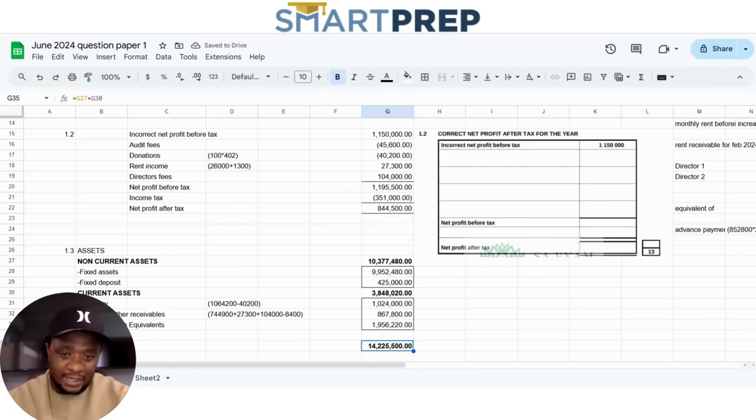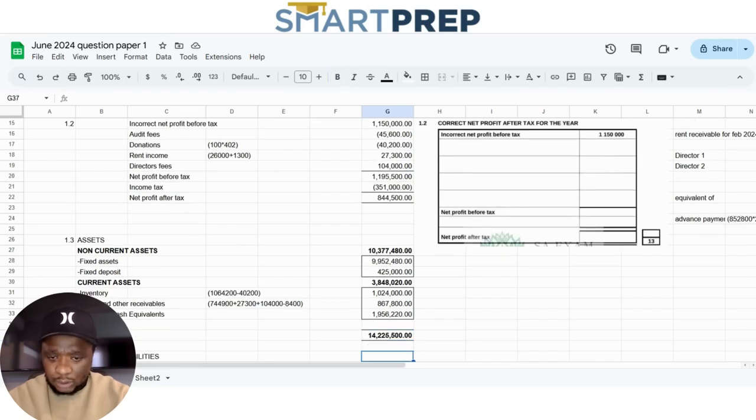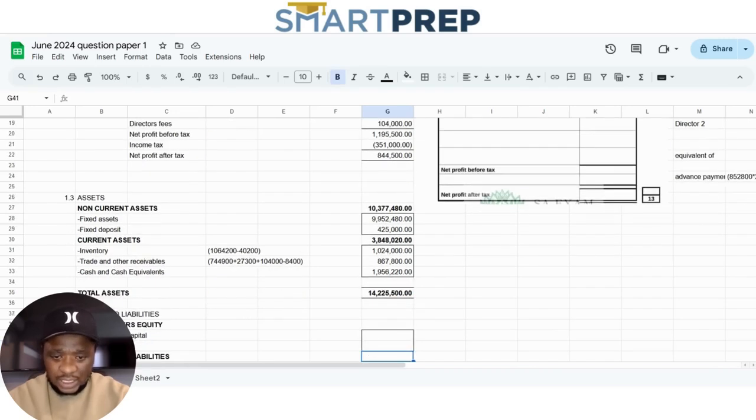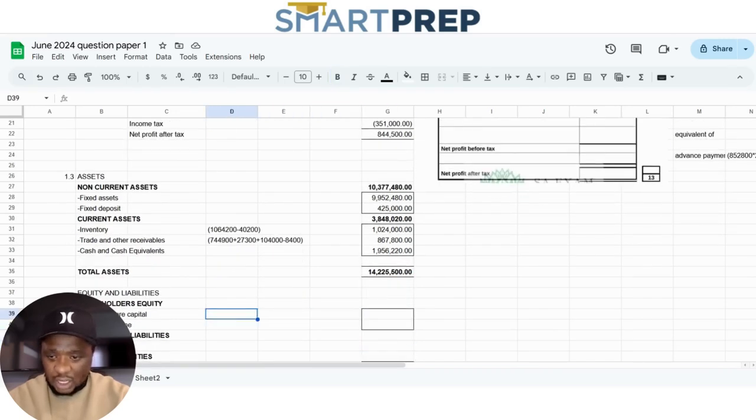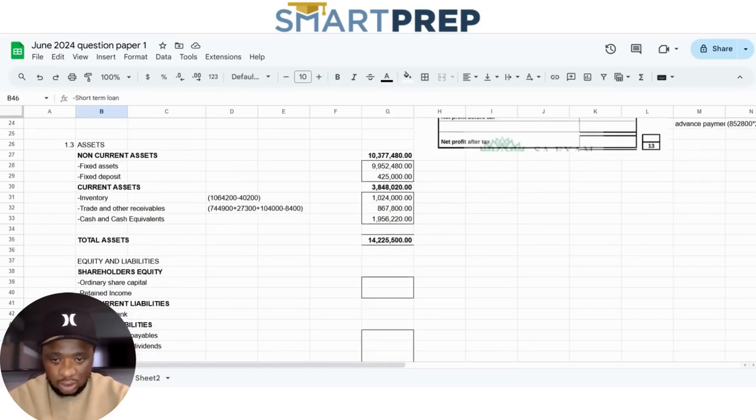Okay. Then we move to equity and liabilities. All right, so equity and liabilities. We have our ordinary share capital, and then we have our retained income, and all of these things.